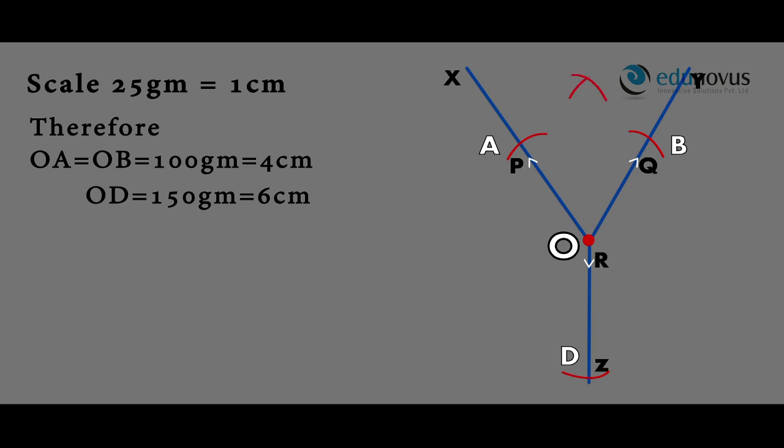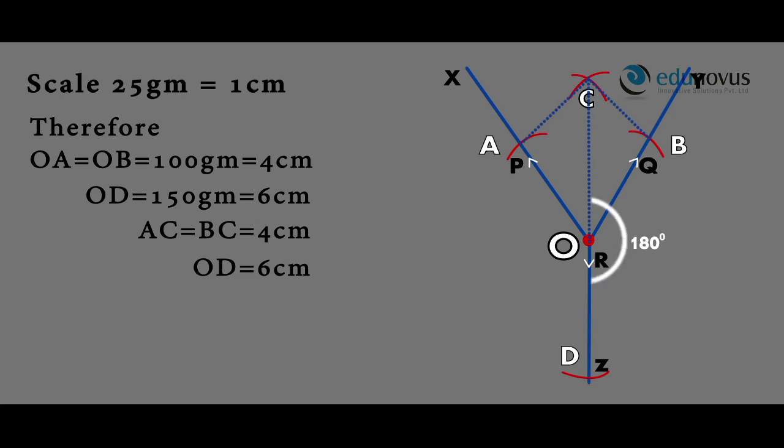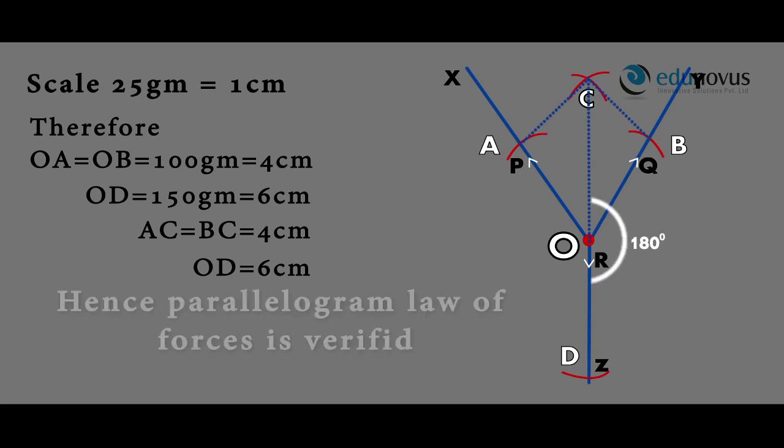Now construct a parallelogram by drawing two more arcs from A and B so that they meet at point C. Here AC is equal to BC, which is 4 centimeters. Join OC and measure its length. Here OC is equal to OD, which is 6 centimeters, and angle COD is equal to 180 degrees. Hence parallelogram law of forces is verified.